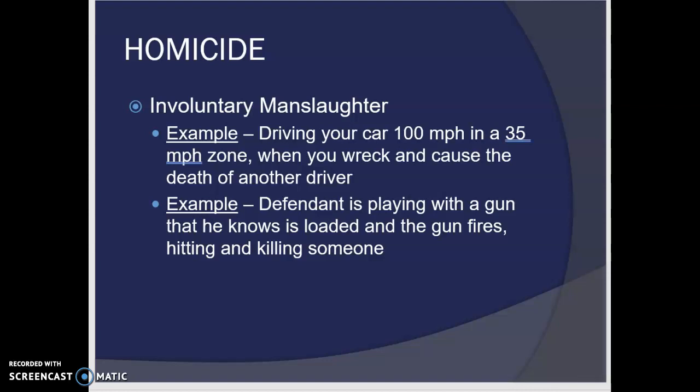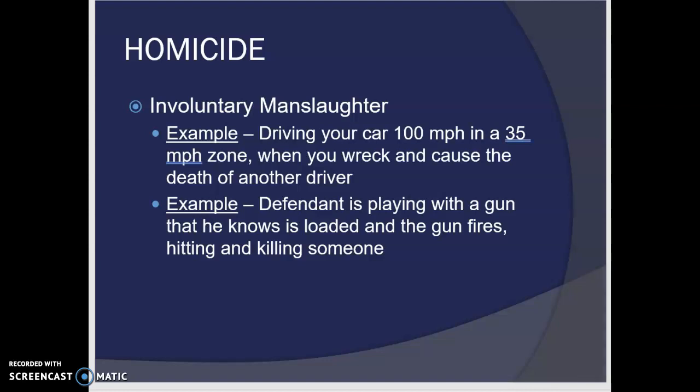You could say driving your car 100 miles per hour could constitute involuntary manslaughter. This one's a little dicey. I put this example in because I've had students in the past argue, well, that could actually be murder, because at that point you're driving so fast that it could constitute the requisite intent for murder because you have an extreme disregard for human life. That's quite possible. If you're speeding and it's deemed reckless, then it's usually going to be involuntary manslaughter, okay?